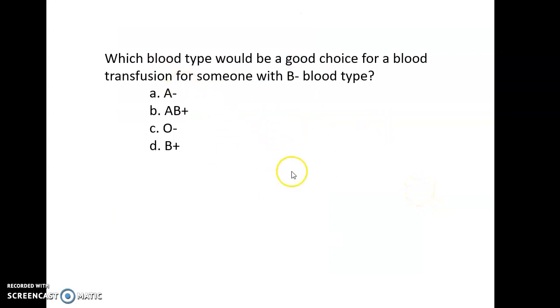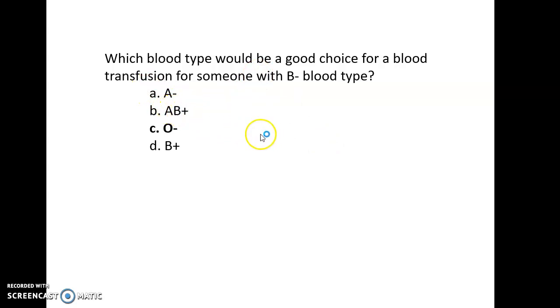Here's a question. Which blood type would be a good choice for a blood transfusion for someone with B negative blood type? Here are your options. Hopefully you said O negative. O negative is the blood that can be given to B negative. You cannot give them A negative because they do not have the A antigen. You'd kill them if you do that.